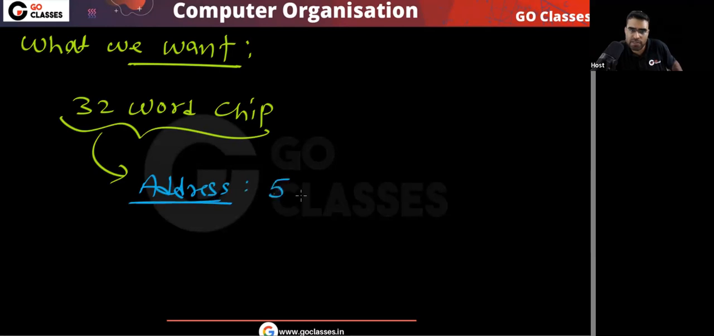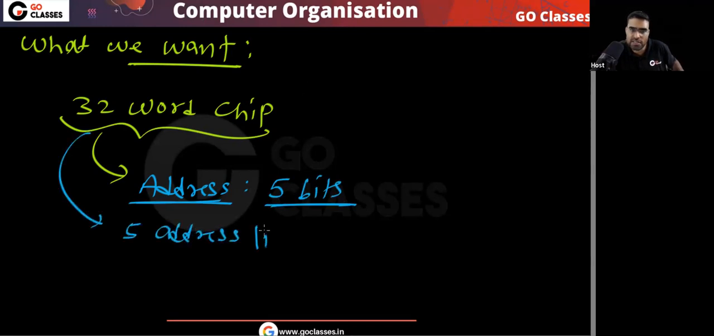Address will contain how many bits? Total 5 bits. Yes or no? So remember, I need 5 address pins, or I can say total I need 5 address lines.